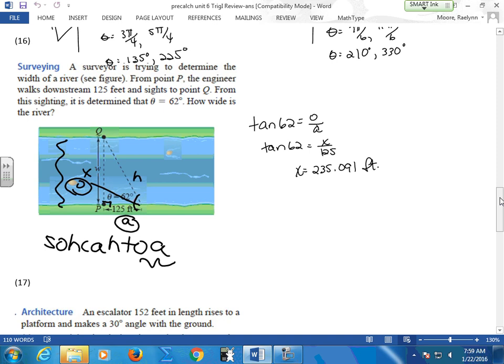And this one's nice. You just cross multiply this. Just make sure you're back in degree mode. If you switched to radians before, you got to switch back to degrees. That would be bad.